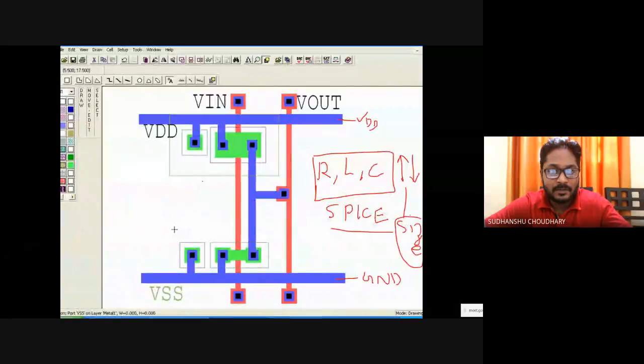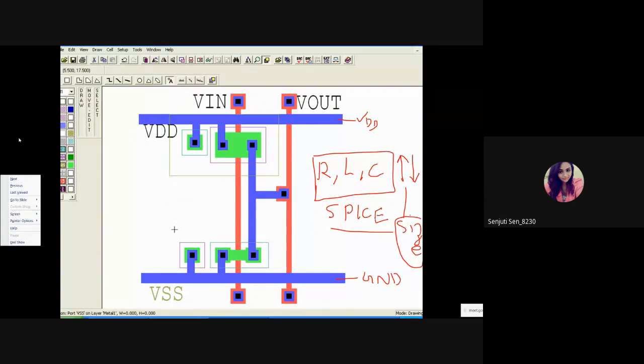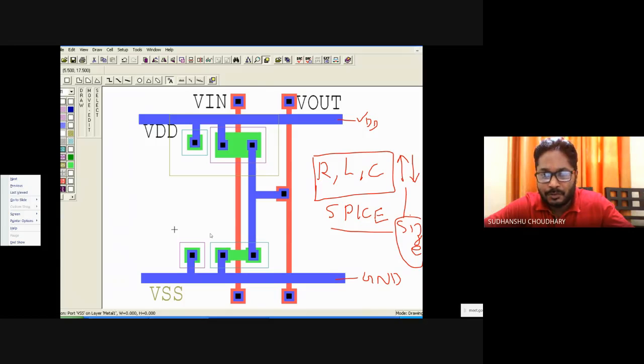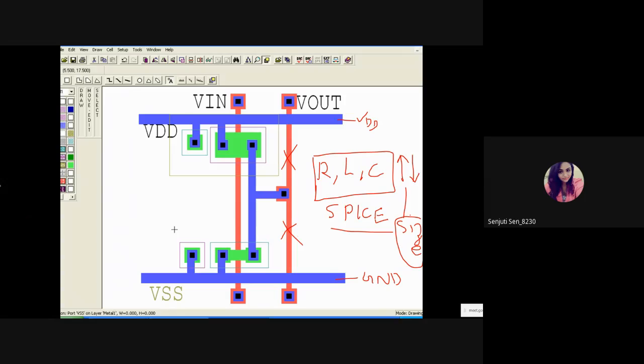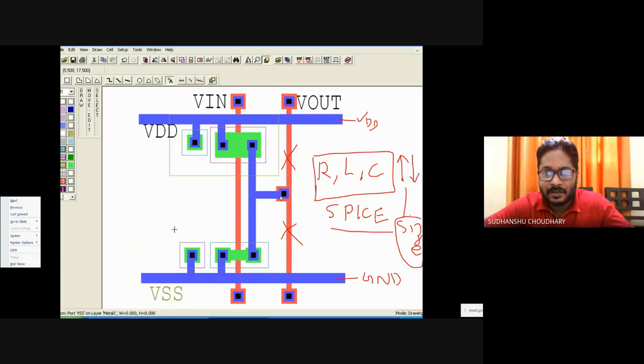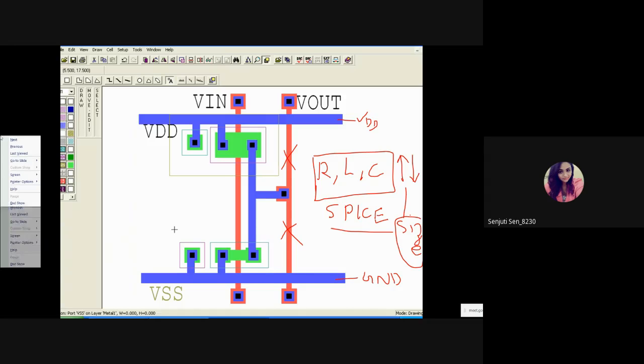Sir, why do we connect the V out in this way? I can't understand the V out connection. It's all up to you how you want to connect. You don't need to connect this way. You can simply take the output here. Okay, that was my confusion. If you want to take an output here, you can simply take the output here. Okay, sir. Thank you.